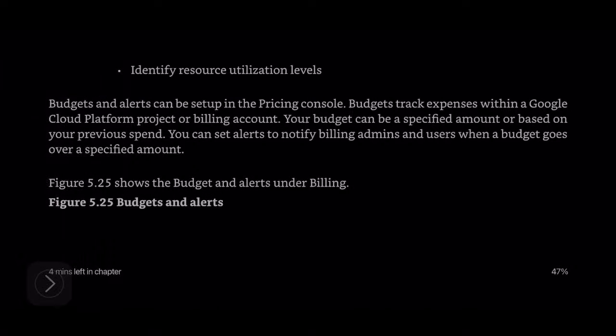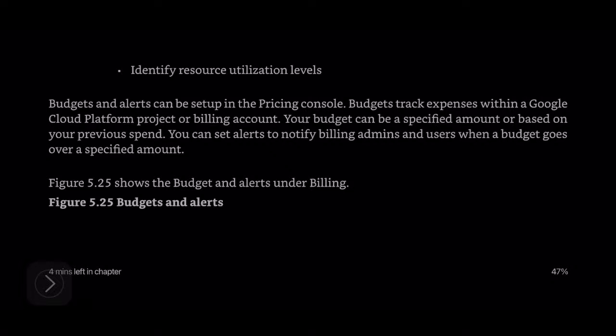Identify resource utilization levels. Budgets and alerts can be set up in the pricing console. Budgets track expenses within a Google Cloud Platform project or billing account. Your budget can be a specified amount or based on your previous spend. You can set alerts to notify billing admins and users when a budget goes over a specified amount. Figure 5.25 shows the budget and alerts under billing.